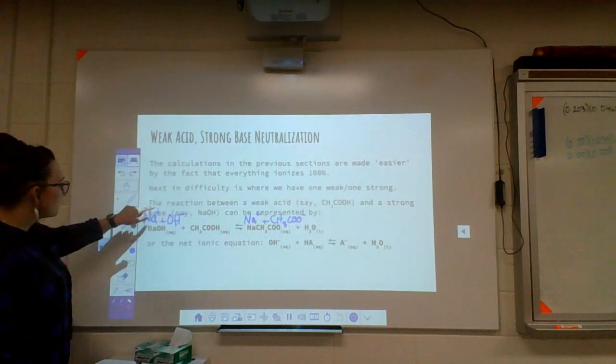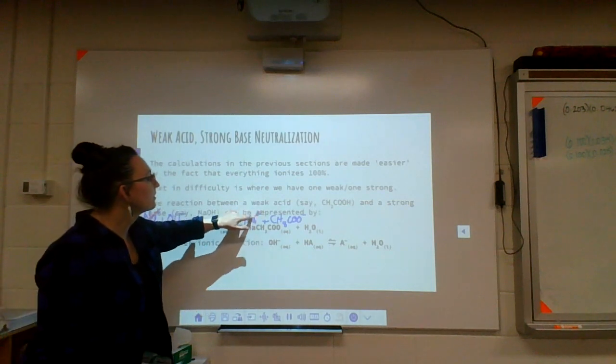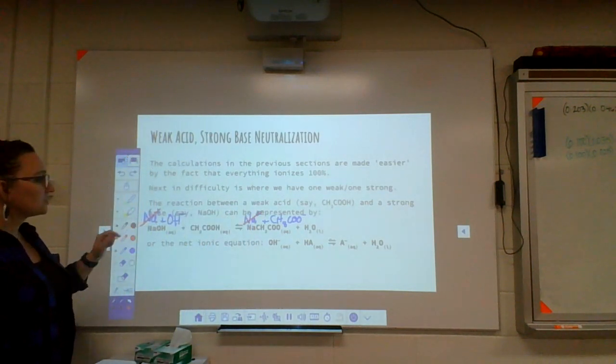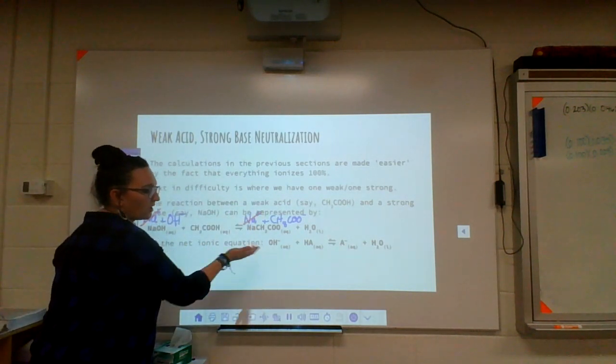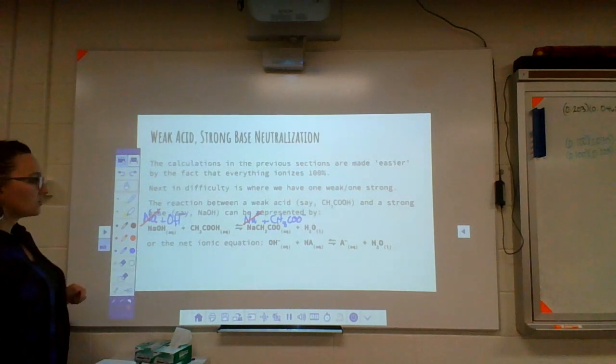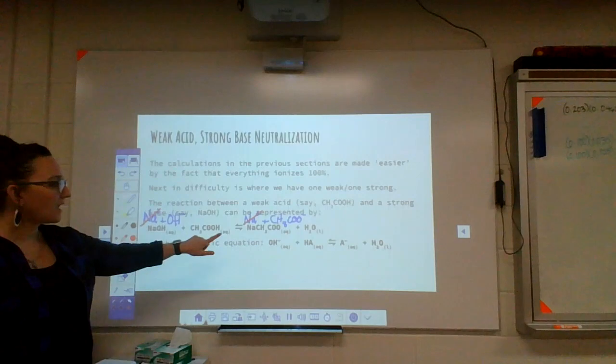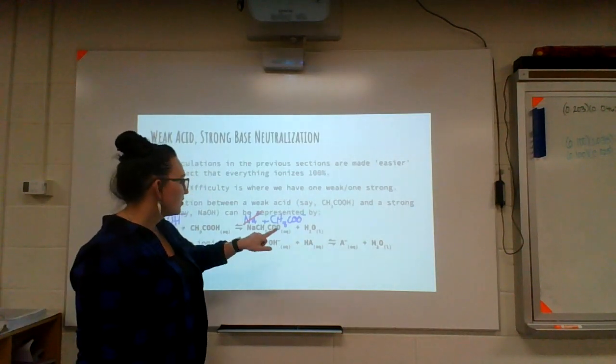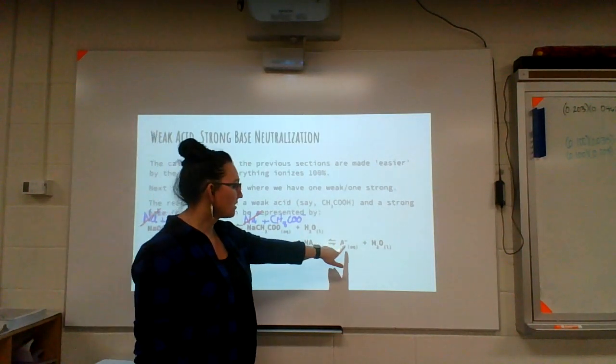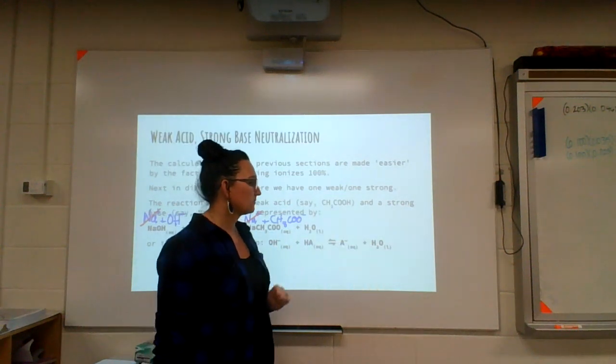So I can see that the sodium is the spectator. And so this is a general form of the net ionic equation, where I have my hydroxide ion plus my weak acid, that's here, produces the negative ion from the acid and water.